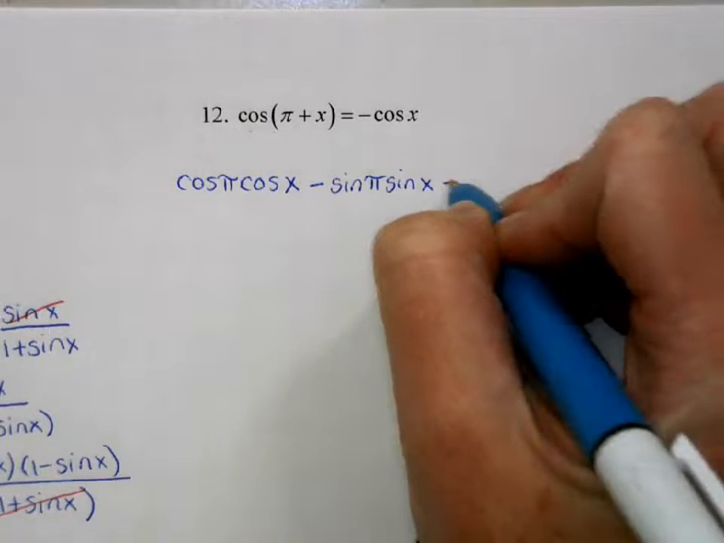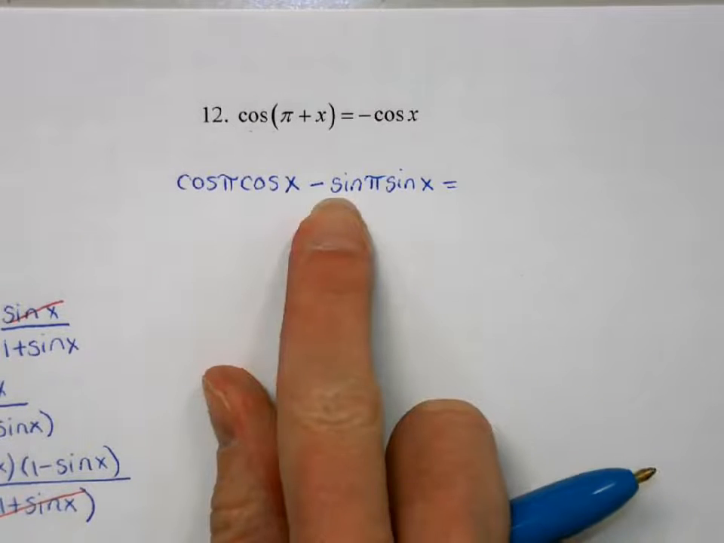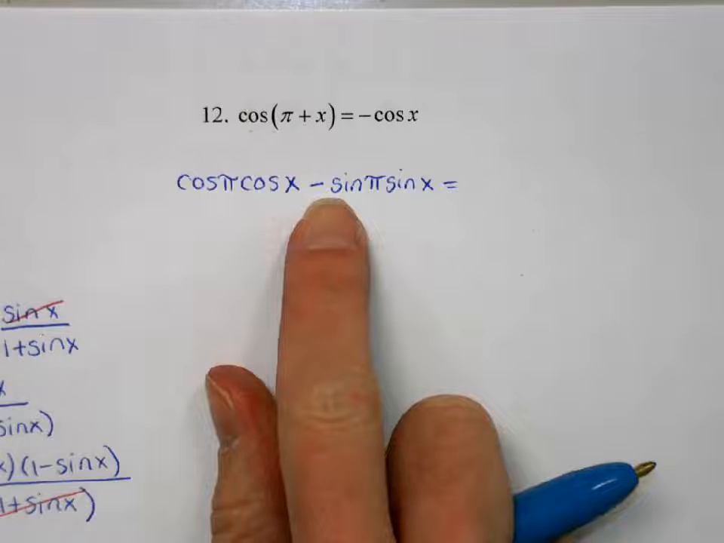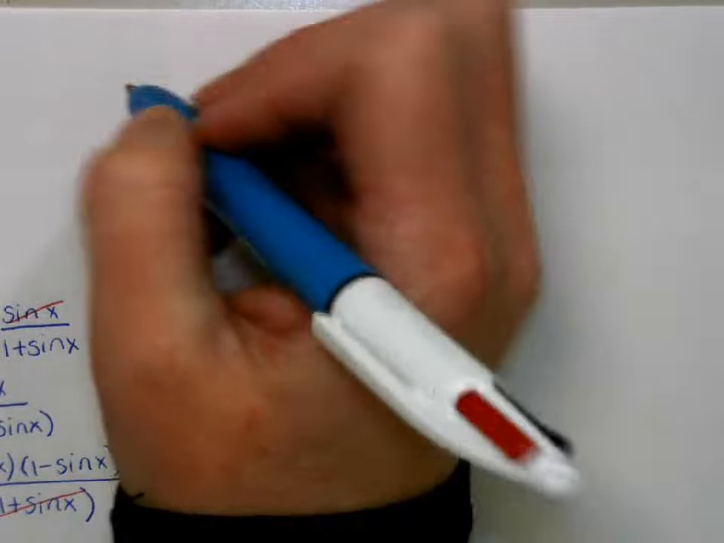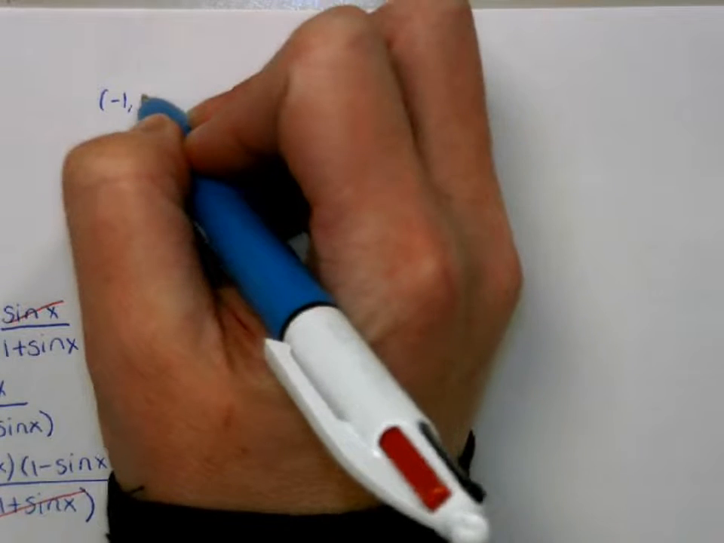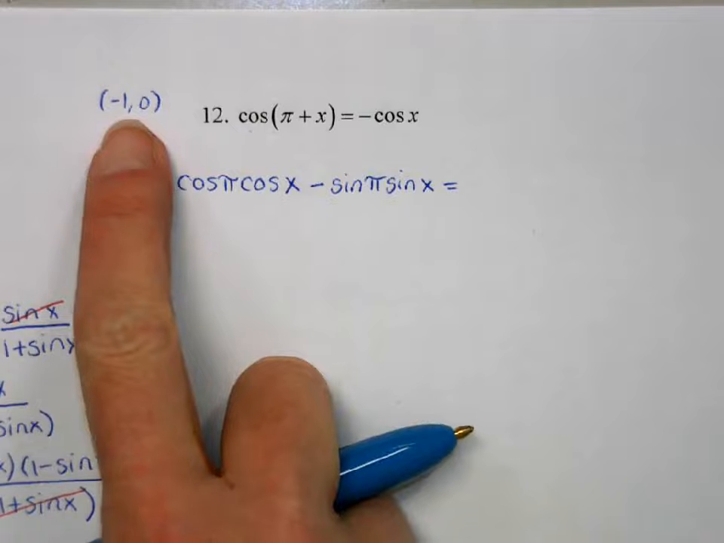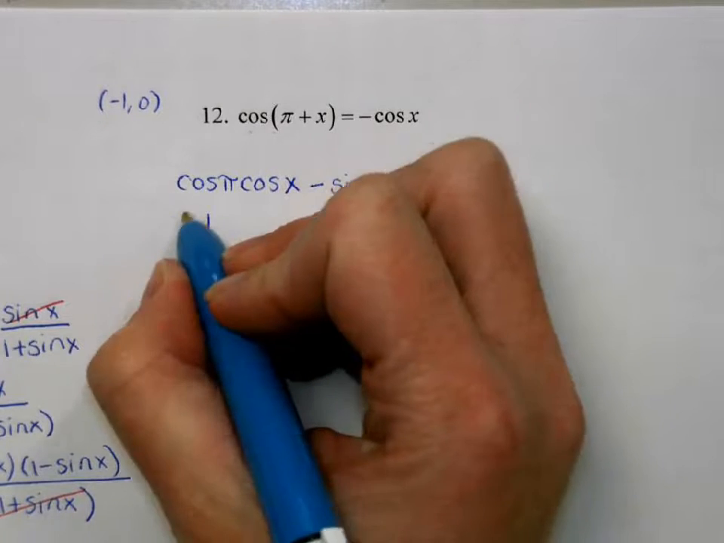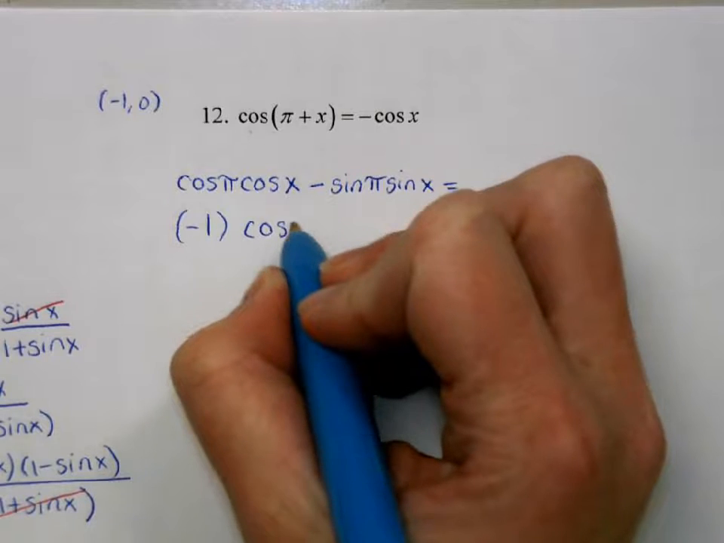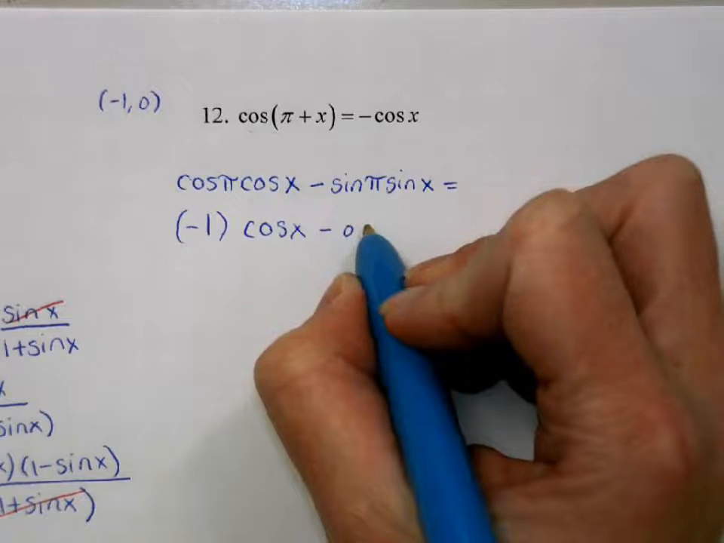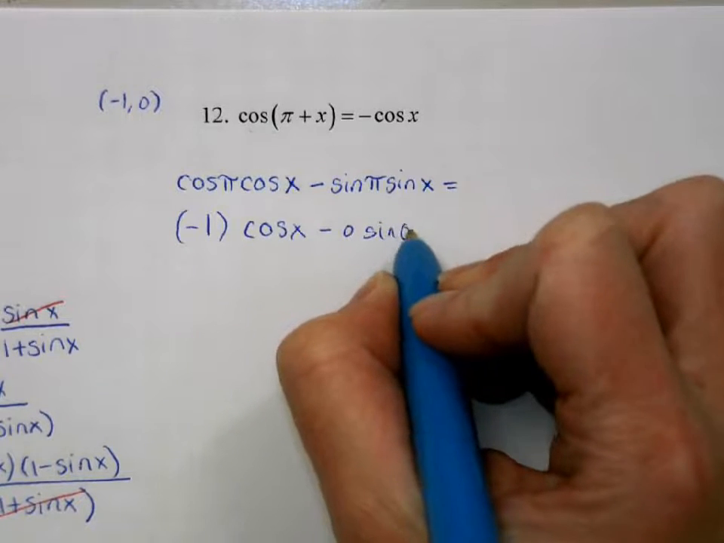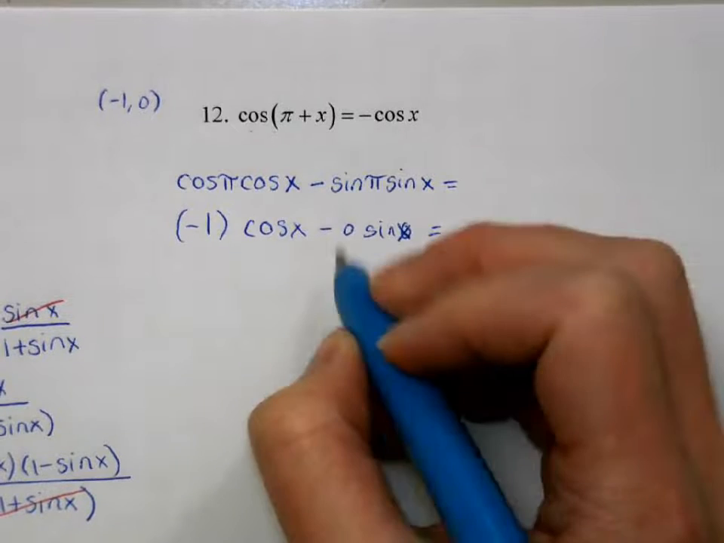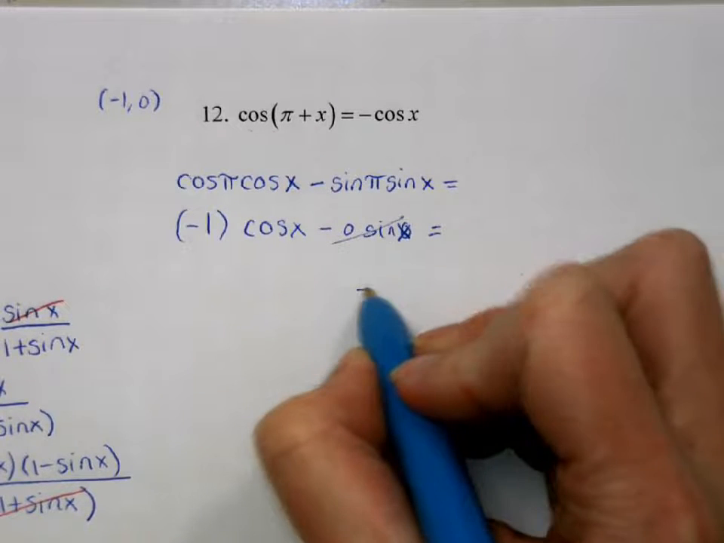Then these two, we use our unit circle. So on the unit circle, the coordinates at pi are -1, 0. So my cosine value is -1, my sine value is 0. So this is going to be a -1 cosine of x minus 0 sine of x. So that goes away, and we're just left with negative cosine x. So we're just simply using the identity.